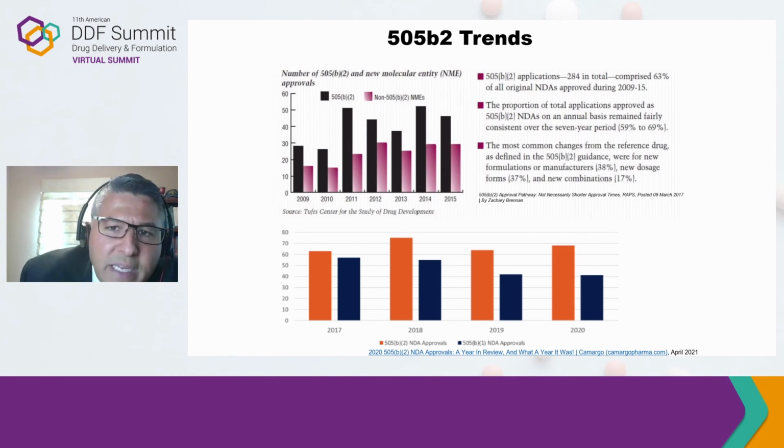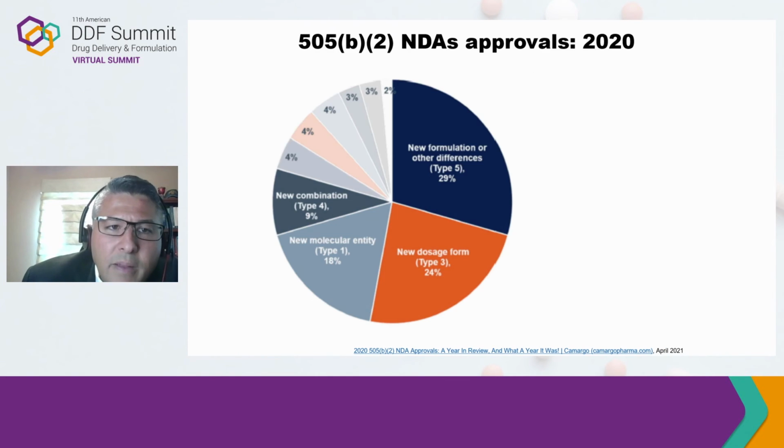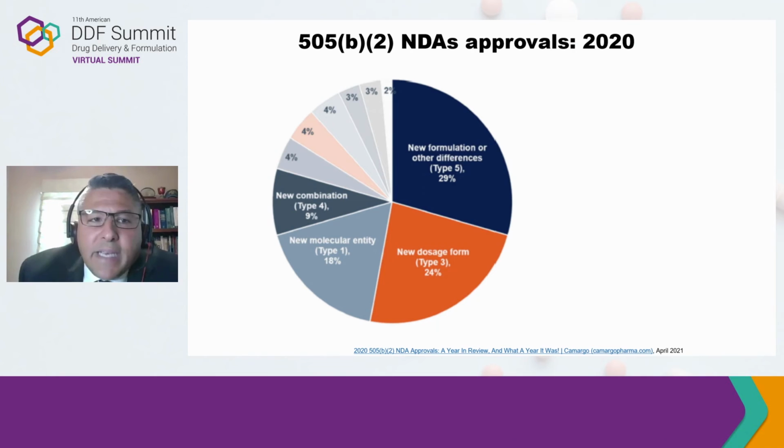Let's take a look at how that percentage compares to 2020. So if we take a look at the 505(b)(2) NDAs approved in 2020, again, new formulations is at the top of the list, 29%, new dosage form, 24%, new molecular entity, 18%, new combination, 9%.